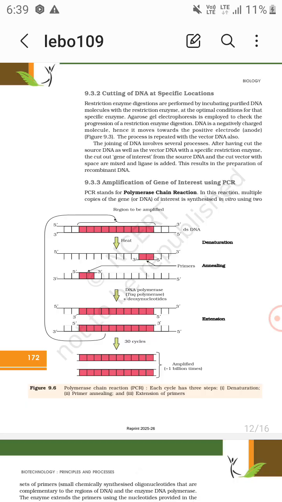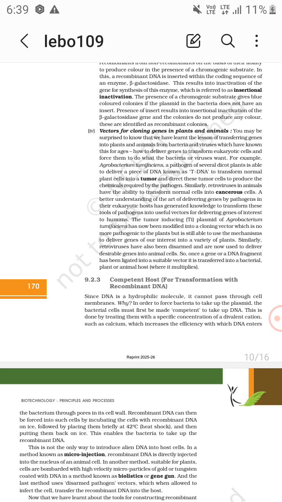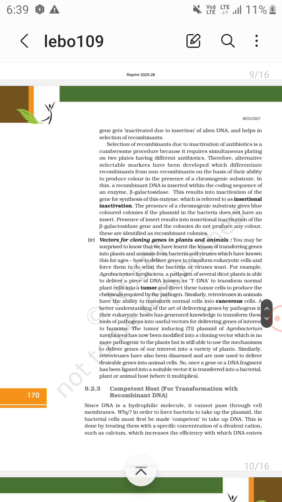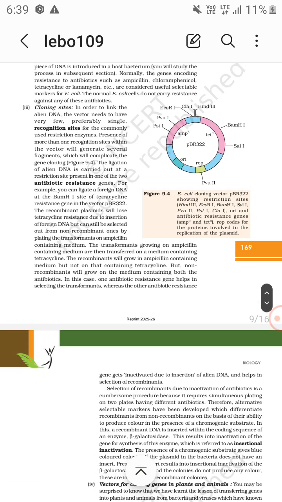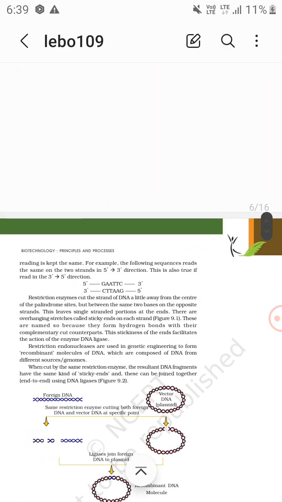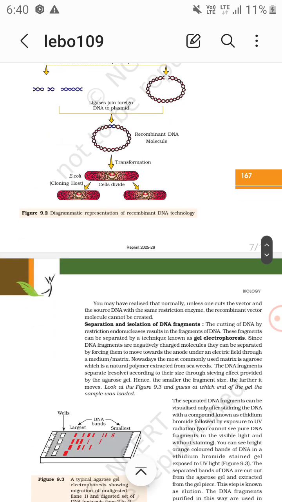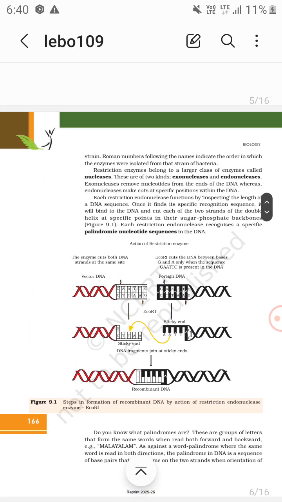Anode is positive. And one more thing, remember that both the vector and the desired DNA are cut by the same restriction enzyme, so it is easy for the ligase enzyme to join them. Now EcoRI, its palindromic sequence is GAATTC, 5' to 3'.